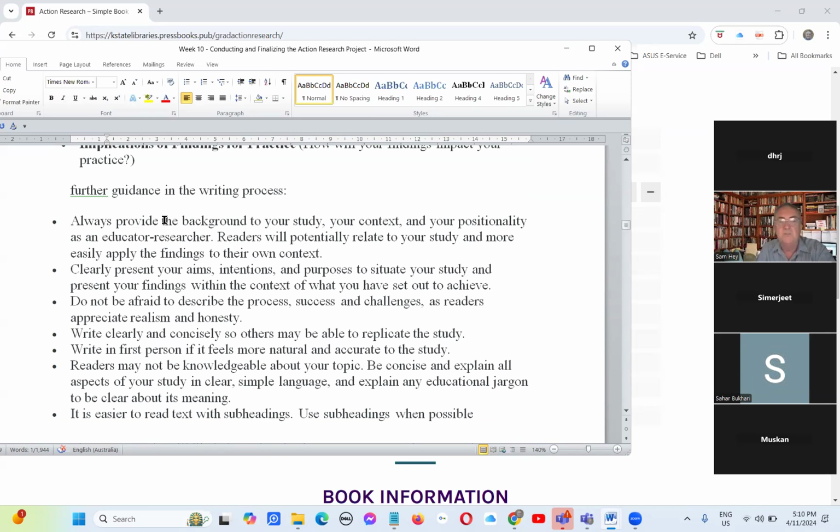That is, always give some background to the study. That is, who are you as the author of the study? What's the context? What sort of teaching will you work in? What sort of schools will you work in? Why do you have an interest in the particular subject that you're interested in? Because readers will want to relate to the study and that which you write by getting to know you a little bit and what motivates your writing.